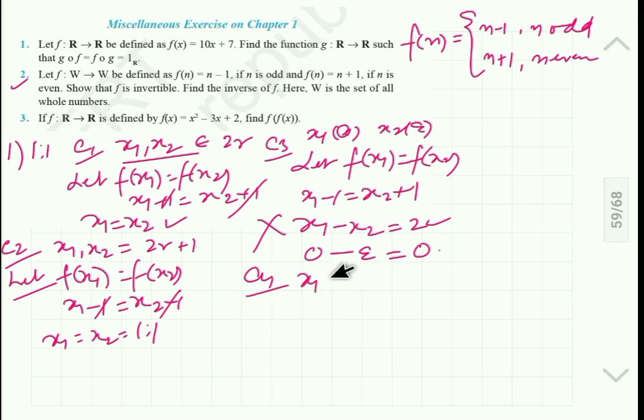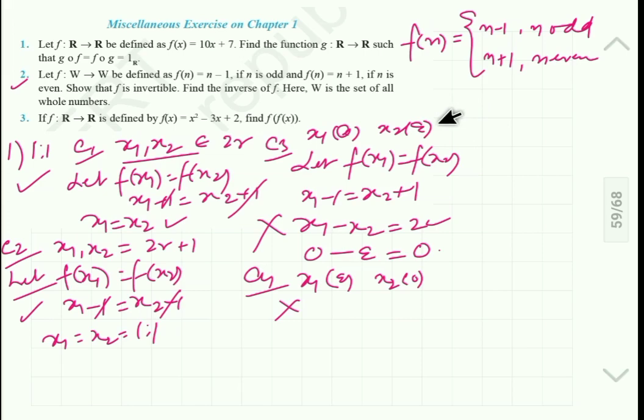Similarly, we'll be having case 4. In case 4, if you take x1 as even and x2 as odd, again you'll be finding the even value, even integer, right? But again that will be discarded. So only for 2 cases, when both are even or both are odd, we'll be finding the solution is 1-1. Now we have to check for onto.